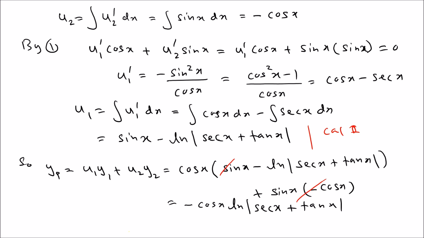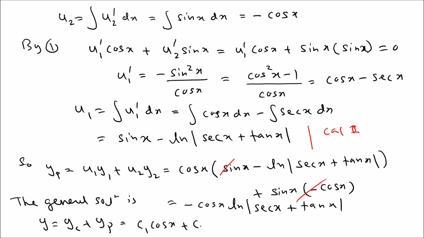So the general solution is y equals yc plus yp, which is c1 cosine x plus c2 sine x minus cosine x ln of secant x plus tan x. Okay. So that is the general solution, which has two constants c1 and c2. Good. So that's the kind of idea of how to use the variation of parameters method.